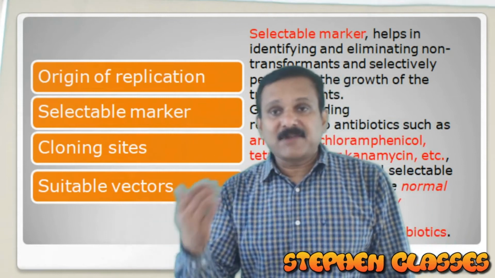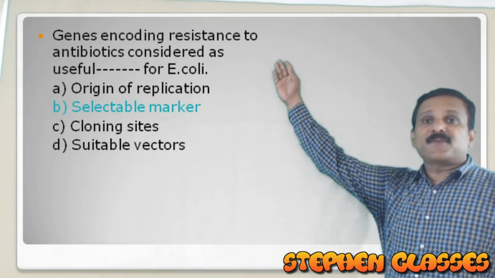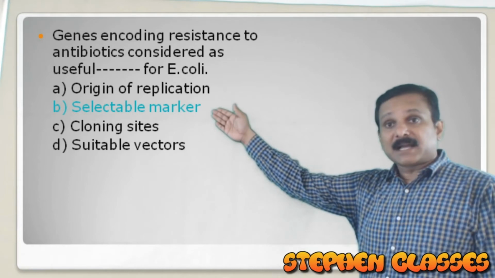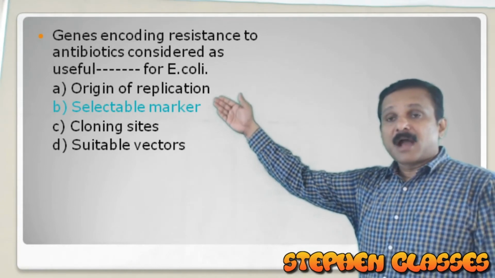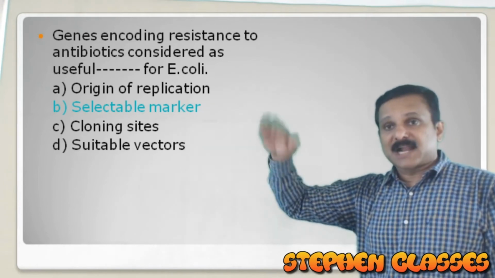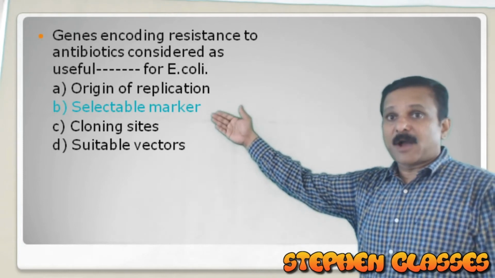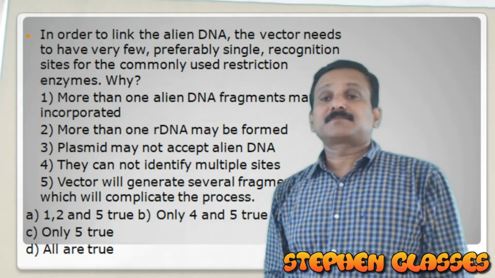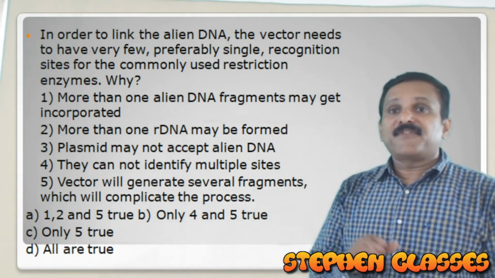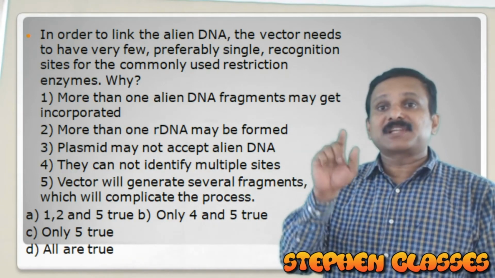So we have the next slide for you. In this slide, we have the question: genes encoding for resistance to antibiotics is considered as selectable marker. It is used for identifying non-transformants and transformants, and also from transformants we will be selecting only the recombinants. You got it? So the answer will be option B. Next question. In order to link the alien DNA, the vector needs to have a very few, preferably single, recognition site for commonly used restriction enzymes.